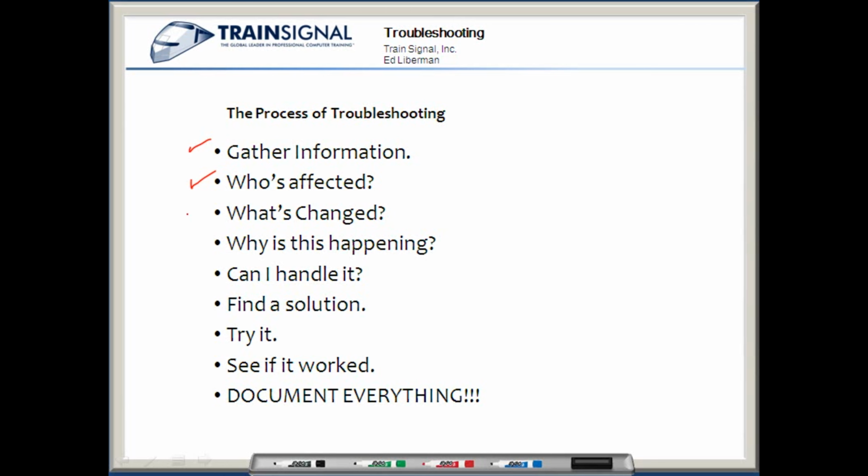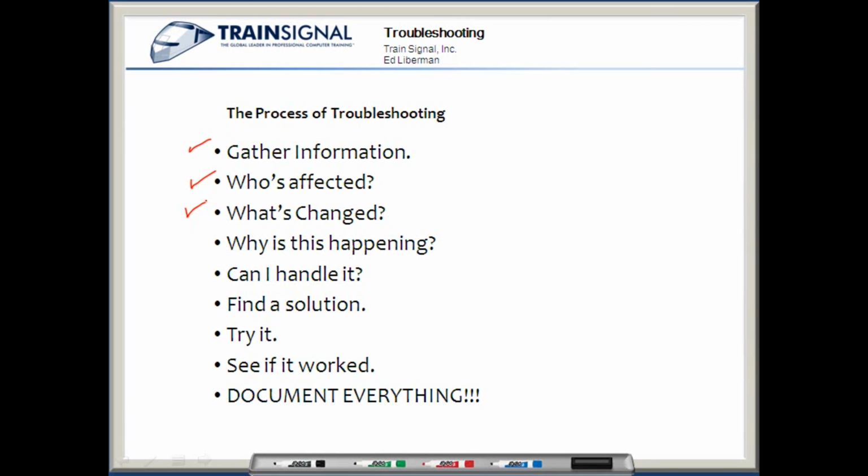The next question you need to ask is, what's changed? And that's a really, really important question, because in general, things don't just happen for no particular reason. In general, when things go bad, if you have a good functioning network, if something isn't working, it's not working because something has changed and you no longer have a good, well put together functioning network.